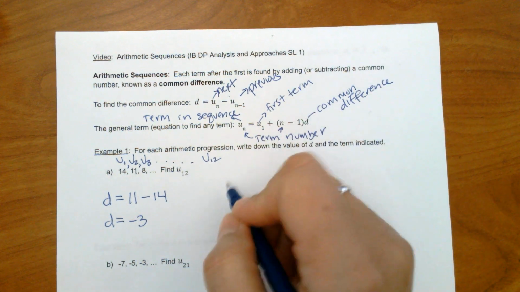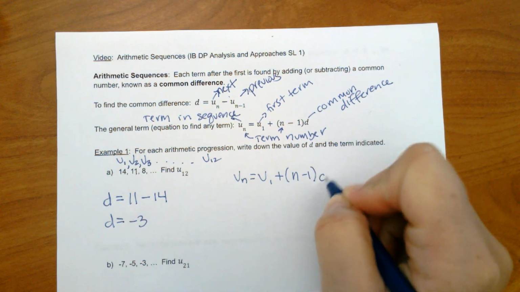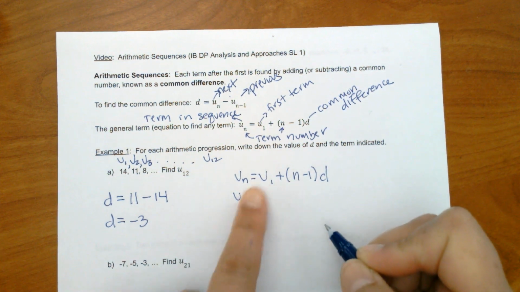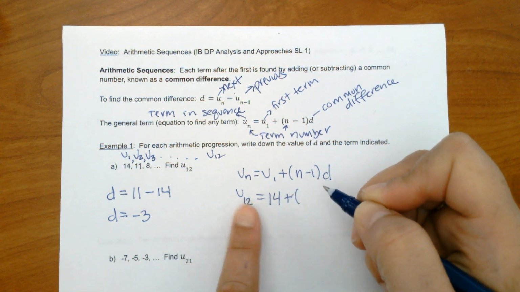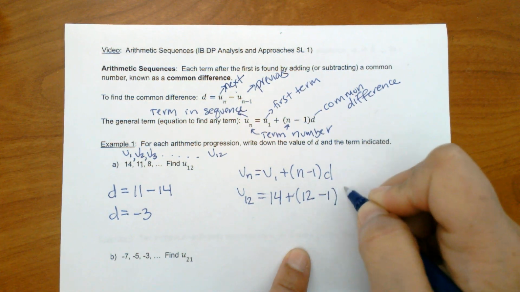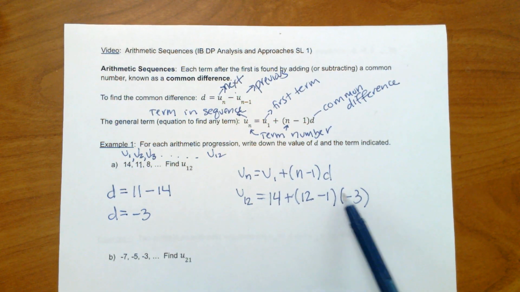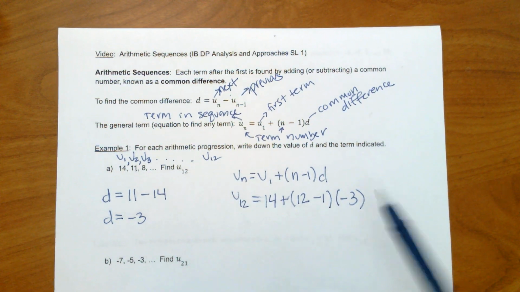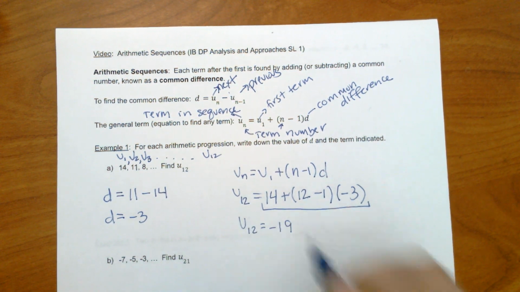So let's substitute our numbers in. I'm just going to write down the general term. Okay, so we're finding U sub 12. U sub 12 equals U sub 1, that's 14, plus n is our term number. Our term number is going to be 12. So these two numbers should always match up, minus 1, times our common difference of negative 3. And be careful, because I put this in parentheses, because this isn't just a minus 3. It's 12 minus 1 times negative 3. And when you do this whole thing in the calculator, you're going to get negative 19.